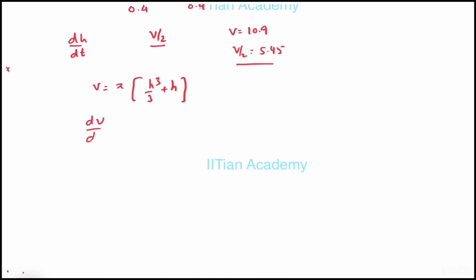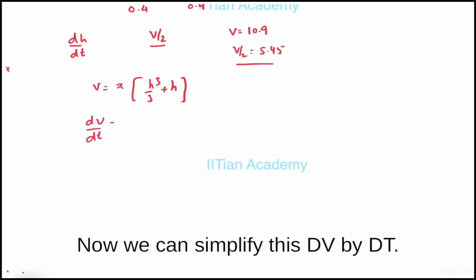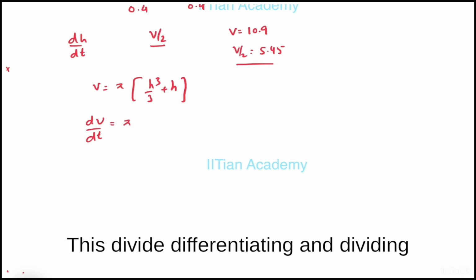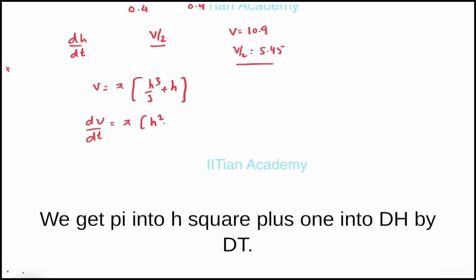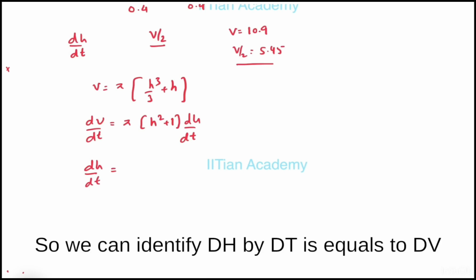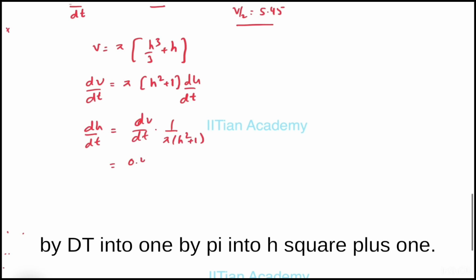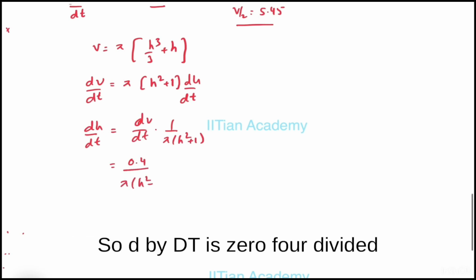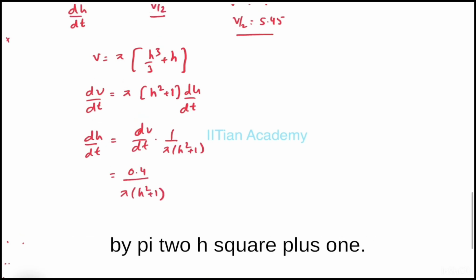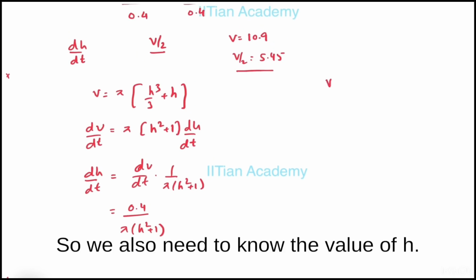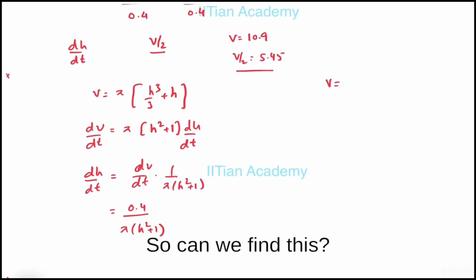Now we can simplify this by differentiating with respect to time. We get dV by dt equal to pi into h square plus 1 into dh by dt. So we can identify dh by dt is equal to dV by dt into 1 by pi into h square plus 1. So dV by dt is 0.4, divided by pi into h square plus 1. So we also need to know the value of h. So can we find this?